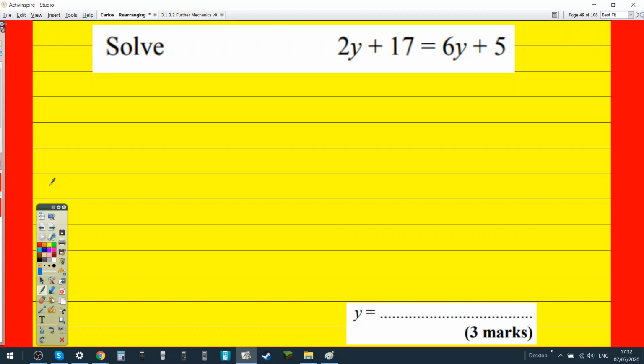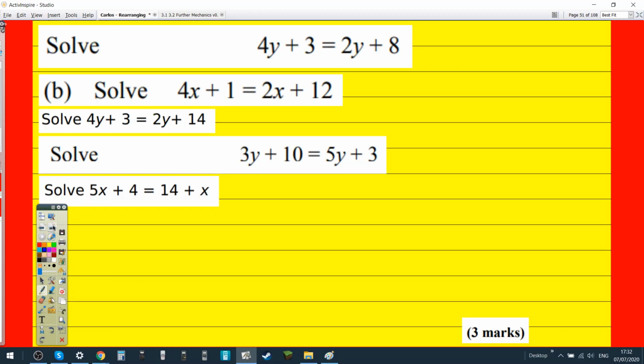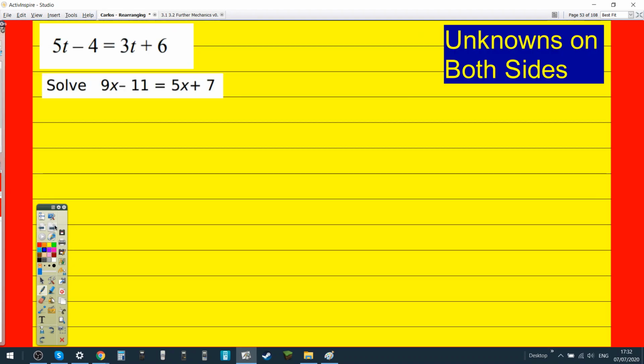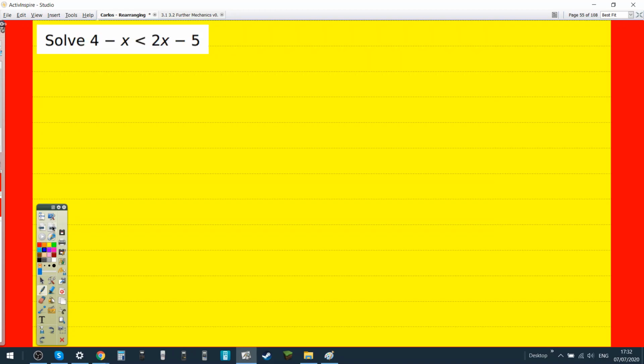What would be step 1 for this one? Step 1, you would take away 2y. Yes, and we don't need to do it. I think you'll be fine for it. Lots of questions like that, very similar. So sometimes you get a fraction answer, just the same idea. This one's a bit different.